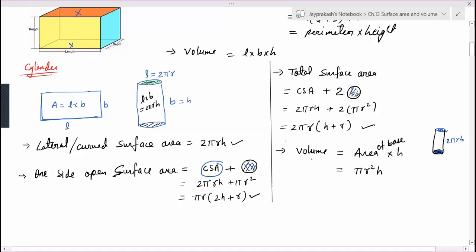Now the last one is volume, which will be area of base. Area of base means circle, into h. So area of base into height. So that is pi r square into h.